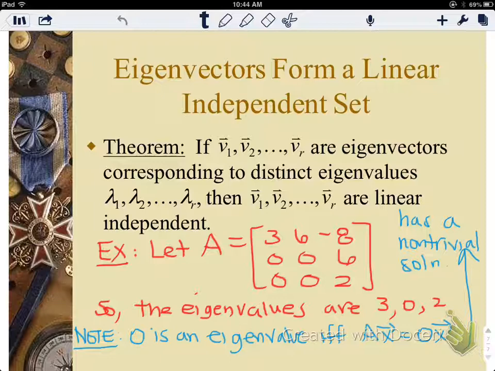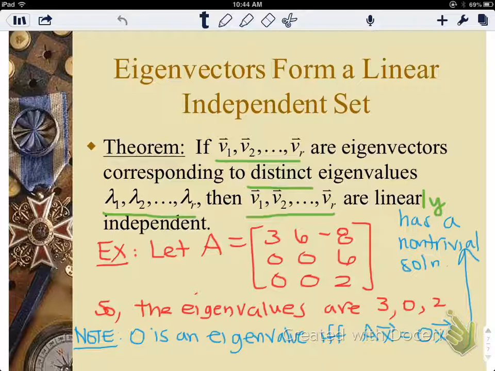Okay, so eigenvectors form a linearly independent set. All right, so the theorem says if v1, v2 up to vr are eigenvectors corresponding to distinct eigenvalues lambda 1, 2 up to r, then v1 through vr are linearly independent. And I forgot to put LY, so make LY in your notes for linearly independent.